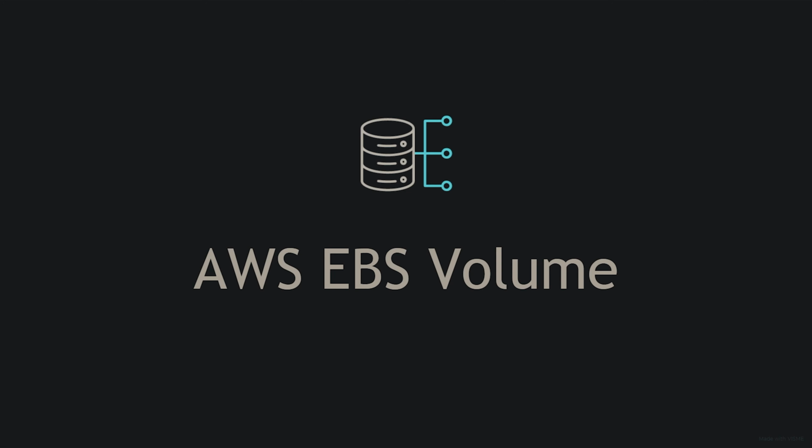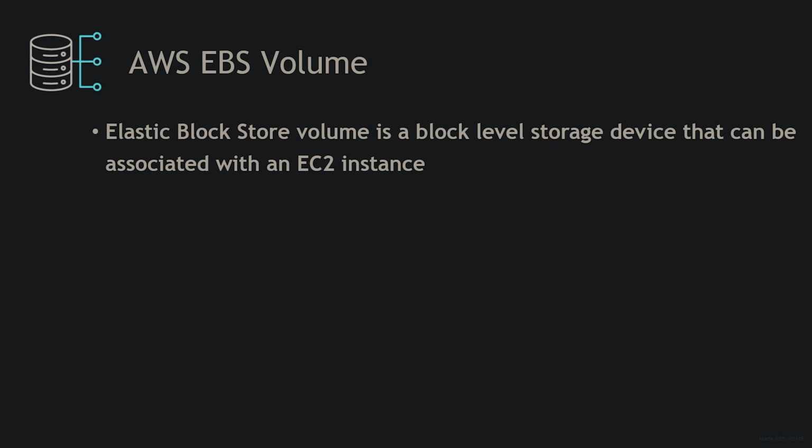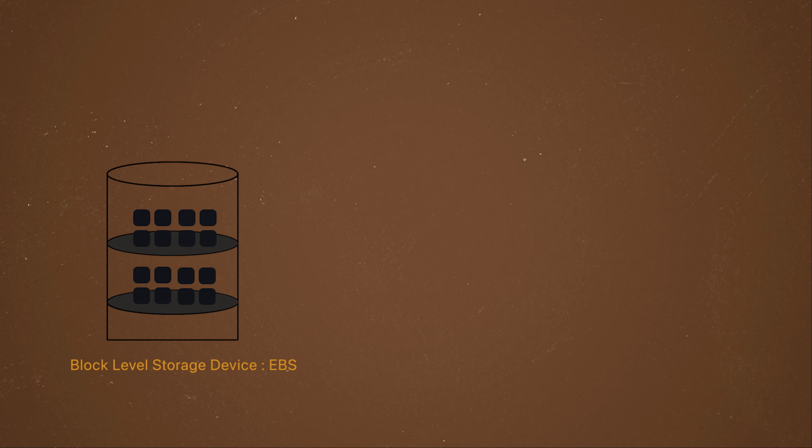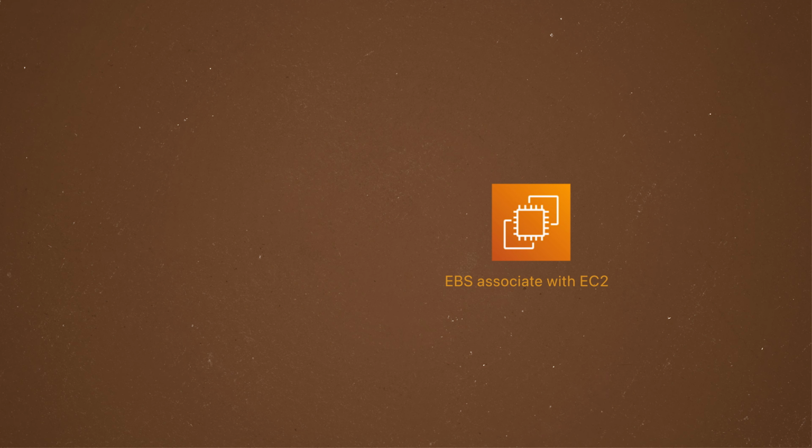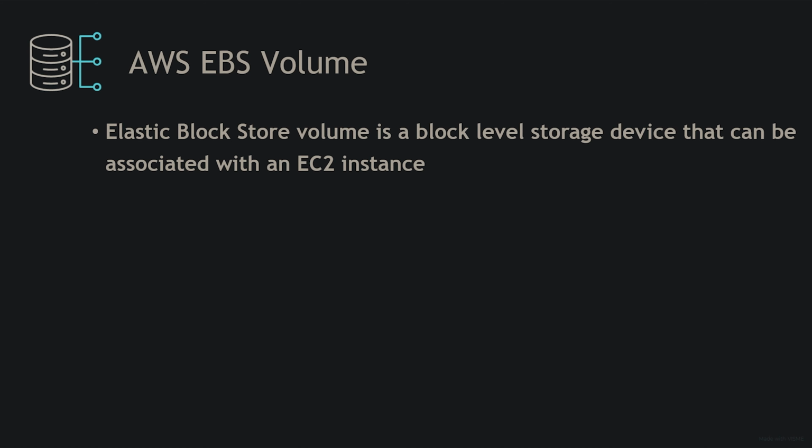So what is EBS volume and the advantages of it? Well, EBS stands for Elastic Block Storage Volume, and it's a block level storage device that can be associated with your EC2 instance. In simple words, it's the storage service that you see in your EC2 instances.